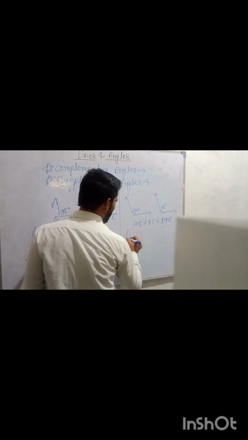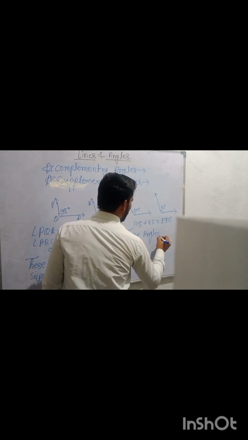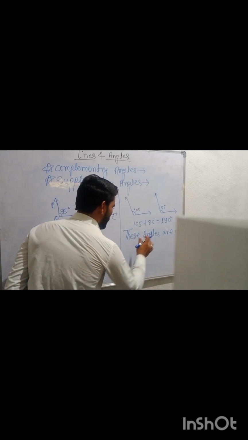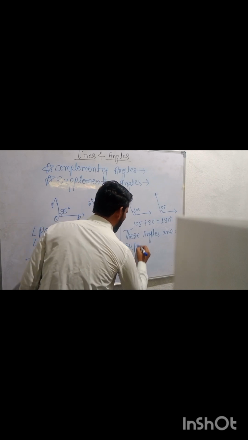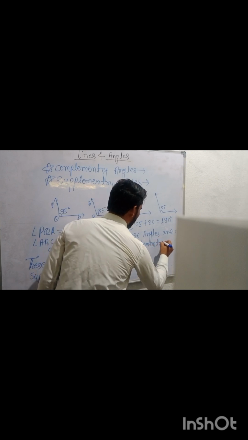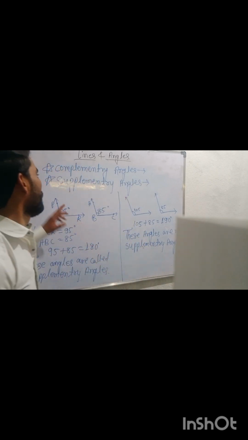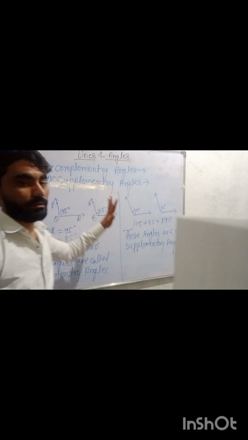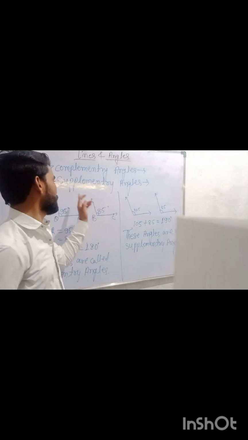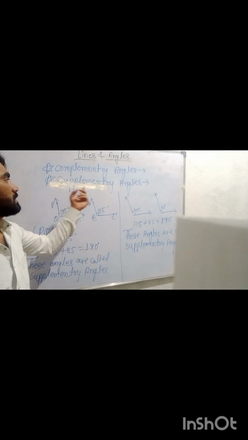Okay, so these angles are not supplementary angles. Okay, dear students, first one is complementary angles: any two angles whose sum is 90 degrees are called complementary angles. And the second one is supplementary angles: any two angles whose sum is 180 degrees are called supplementary angles. Okay.